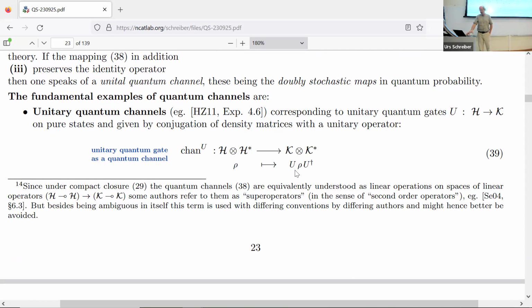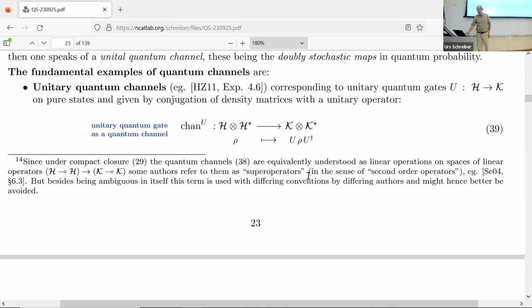So if I do have a unitary operator from H to K, then we get a quantum channel by saying, on rho, so I'll always write this rho now, which is really the notation for density matrices, whereas there may be more elements in here. You know what I mean, I hope. Anyway, for any matrix here, we just conjugate it by U.